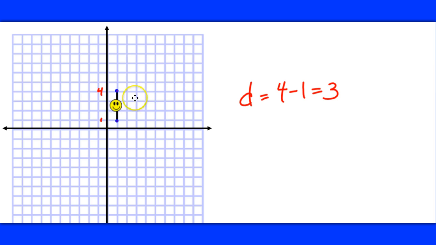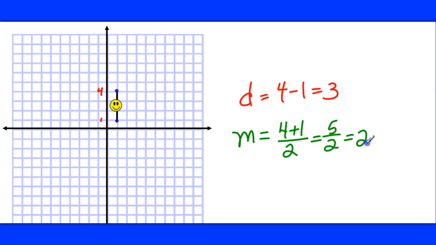All right. Now, this one wasn't quite as easy, but I can do it mathematically. The midpoint is the average. So that's 4 plus 1 divided by 2, which is 5 divided by 2, which is 2.5, which is up 2.5. Puts it right there on his little nose.